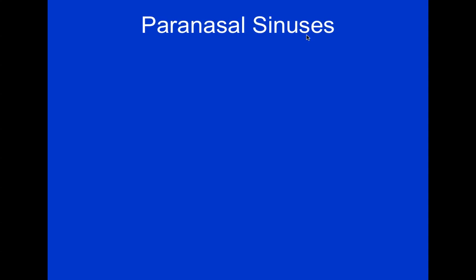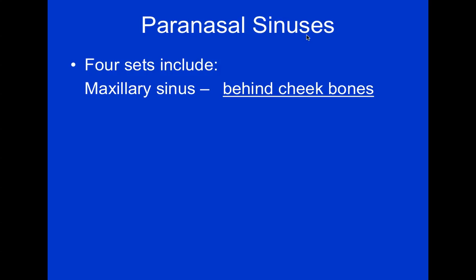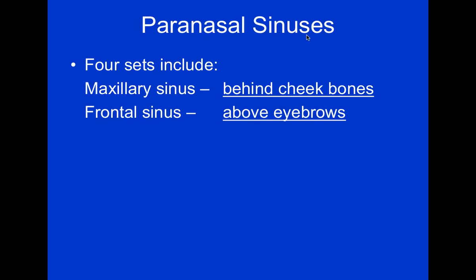So, like we said, there's four sets of paranasal sinuses, and they include the maxillary sinus, which is if you put your fingertips on your cheek and feel your cheekbones, that's the sinus that is actually right behind your cheekbones. Your frontal sinus, which is above your eyebrows, and sometimes those of you who get a sinus headache, that's actually what is giving you problems, is the pressure in your frontal sinus.